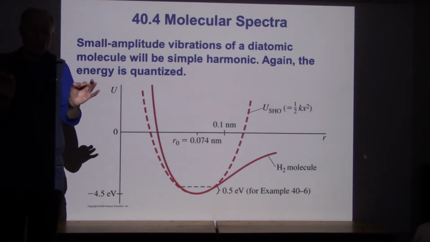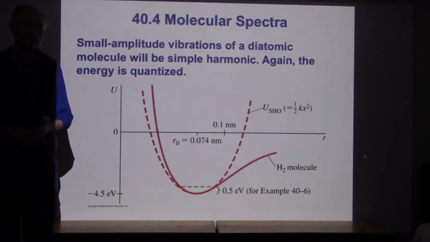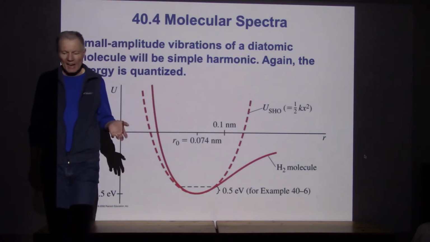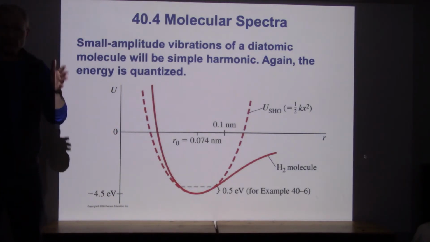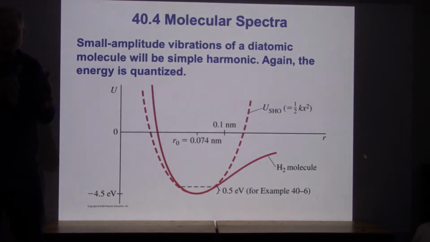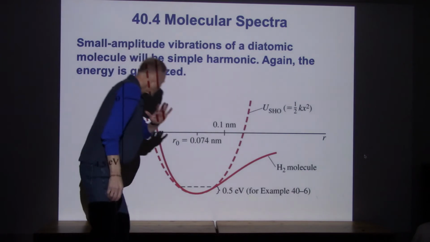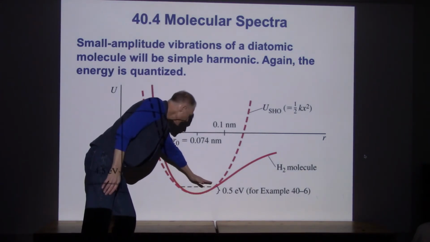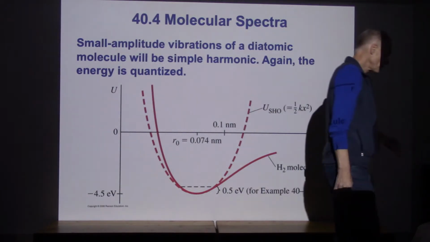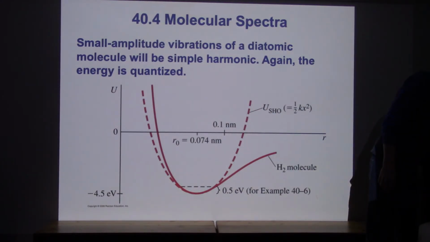The nuclei actually can be found at a variety of different distances from each other. The 74 picometers turns out to be the average bond length. If we do a series of measurements on these hydrogen molecules, we're going to find a range of different bond lengths averaging around 74 picometers. So that first quantum state is going to be up at, what it's saying is 0.5 eV. So we'll see if that is what this works out to be.